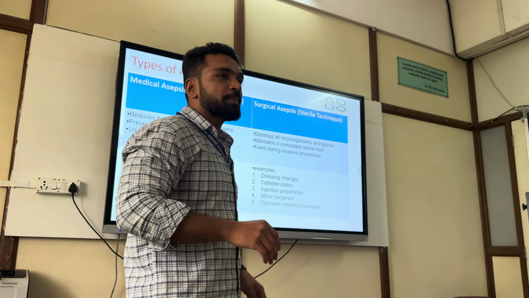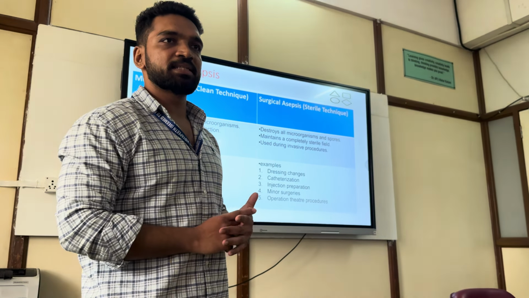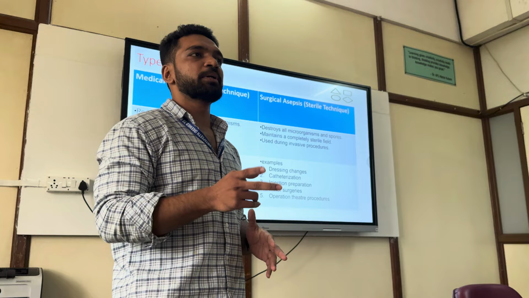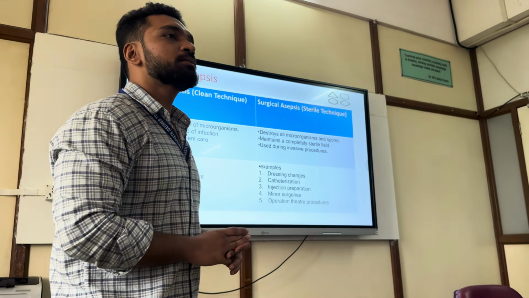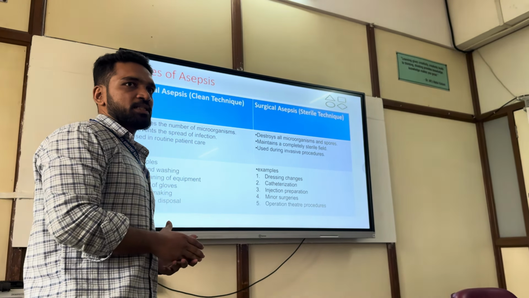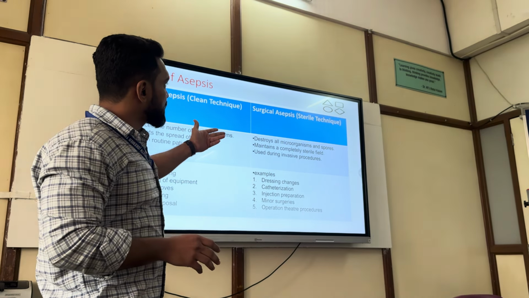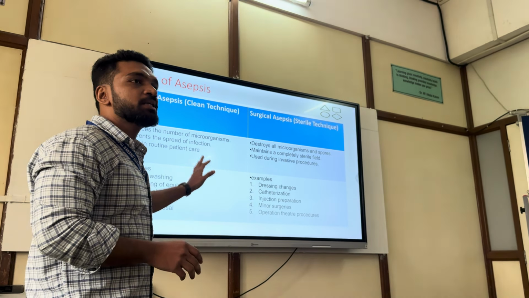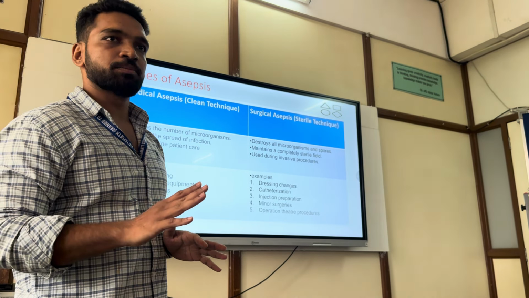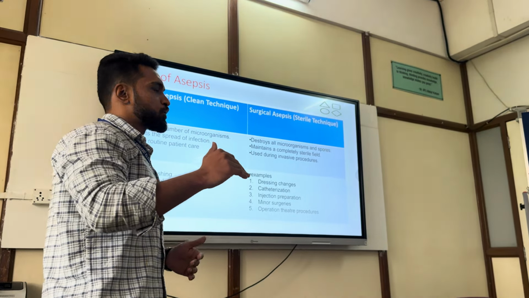So, what are the types of asepsis? Medical asepsis and surgical asepsis. What is the meaning of medical asepsis? It means just a reduction of the microorganisms, not all. And what is surgical asepsis? These are the sterile techniques, meaning killing of all the microorganisms, including their spores also.